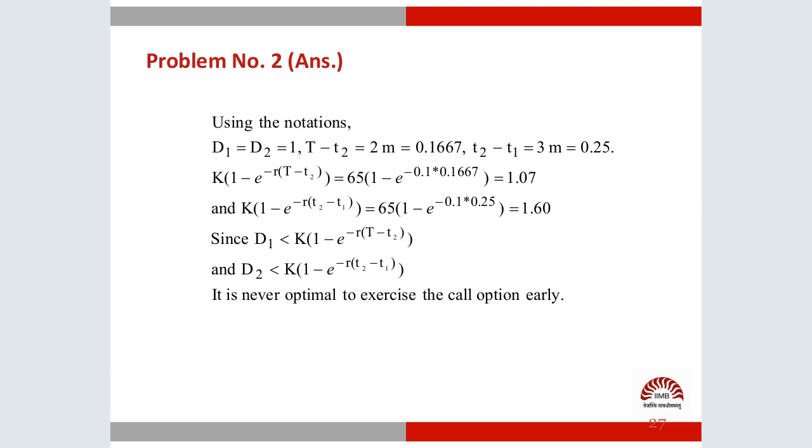So now if I take the second one, K times 1 minus e to the power minus r into T minus T2, where K is 65, putting in all the numbers, it is 1.07. Similarly, if I take K times 1 minus e to the power minus r into T2 minus T1, where T2 minus T1 is 3 months, that works out to 1.6. So what do I see? In both cases, the dividend is less than the calculated value that I have, and hence early exercise is suboptimal.